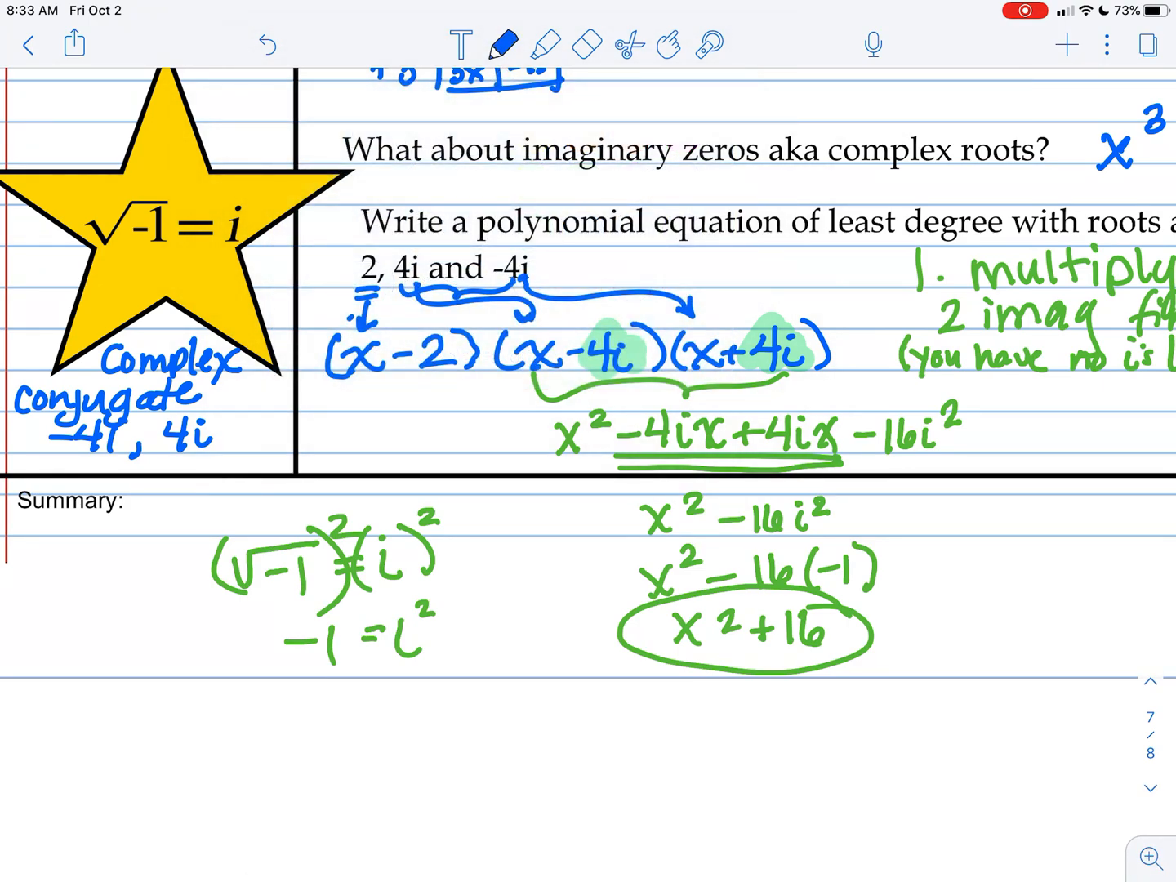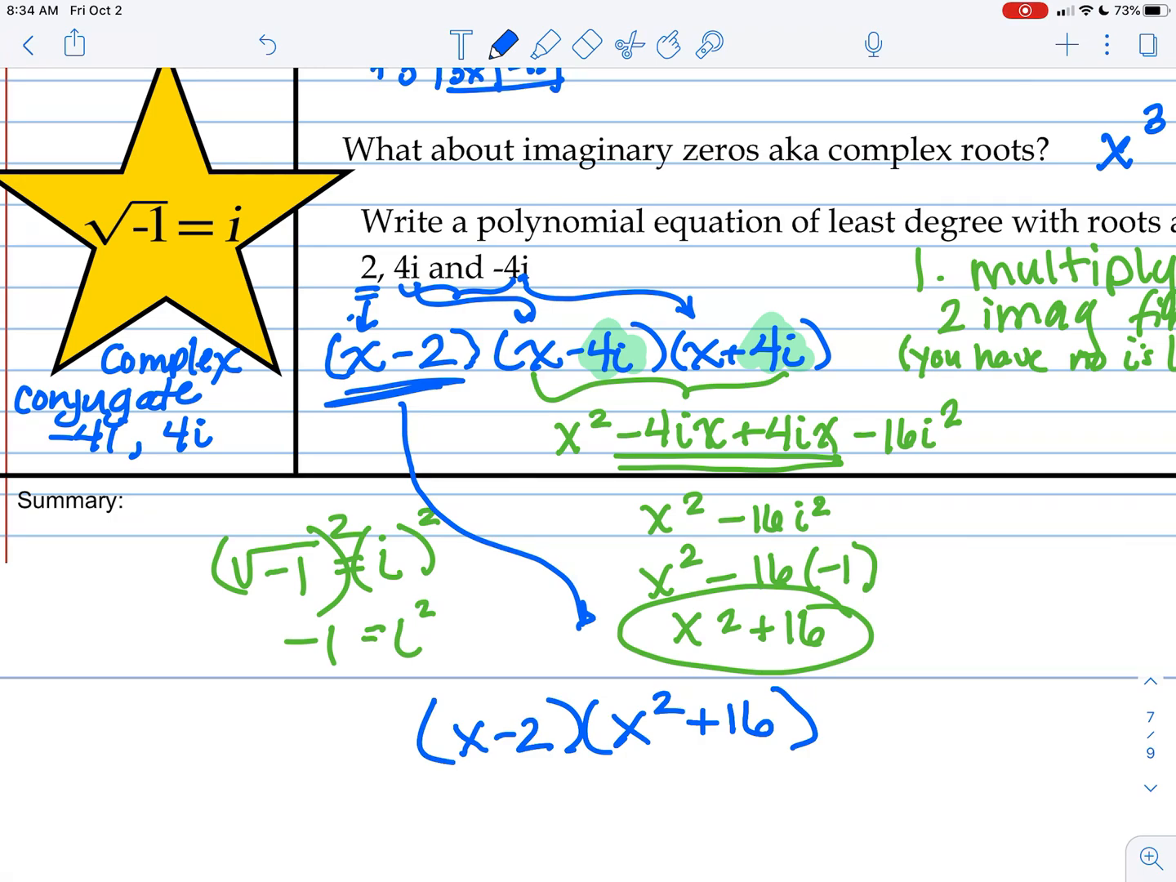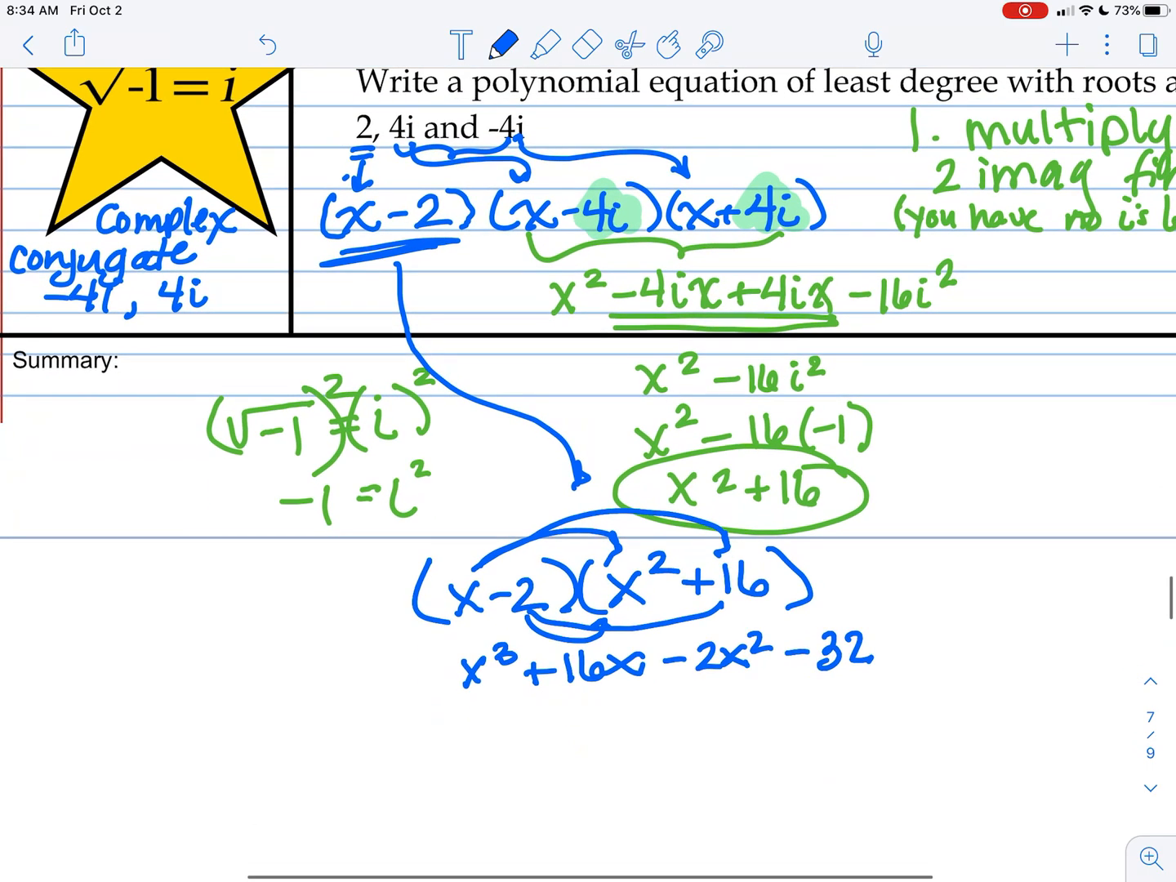And now I can go back to this and multiply this through. Remember, I need an x cubed. So that was just the first step. Okay, so I'm going to multiply these two together. This is still just like FOILing, okay? I'm going to go x times x squared, x cubed. Outside, 16x. Inside, minus 2x squared. And last, minus 32. And then I need to just write this in standard form, combine like terms, all those things that are pretty easy to do.